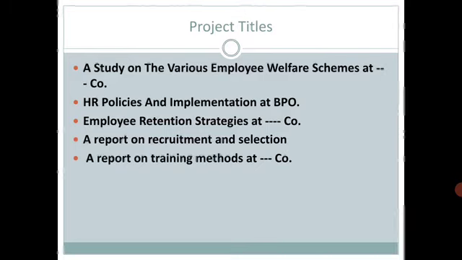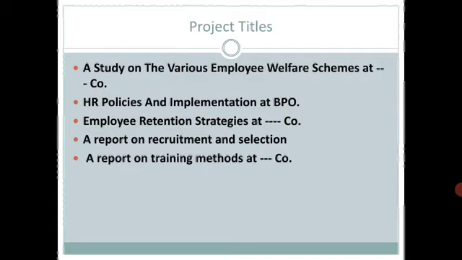The second point which we will be covering into your project report for 40 marks is conceptual knowledge. Once again we will move towards the project titles. See, in the first title, what we are required to do? Yes, various employee welfare schemes.